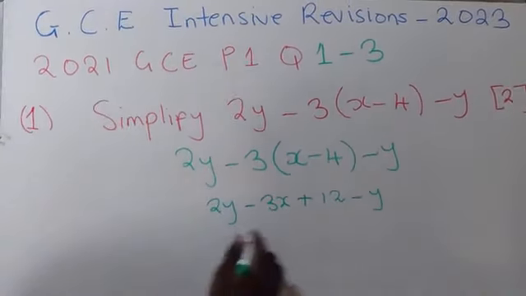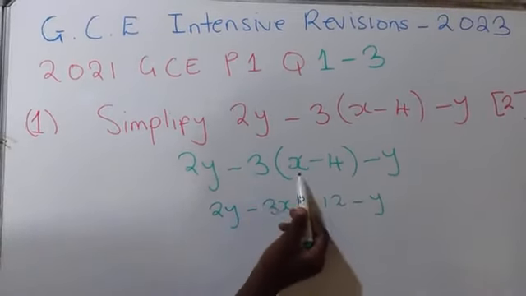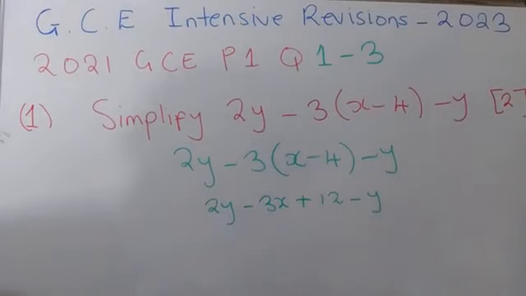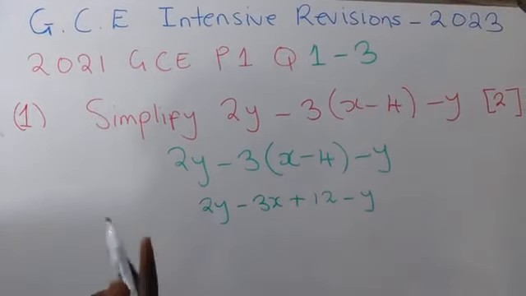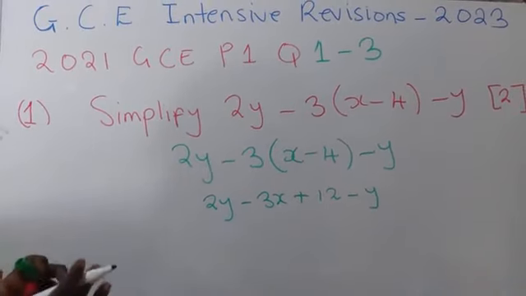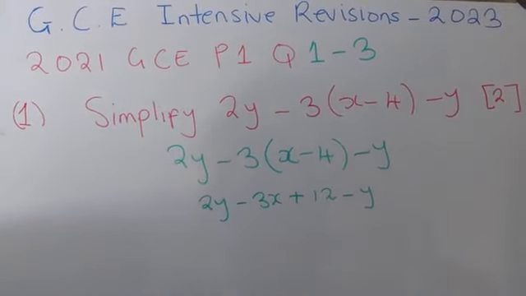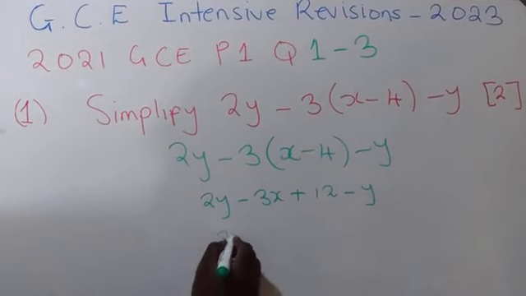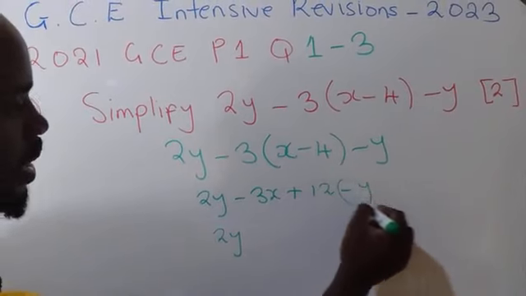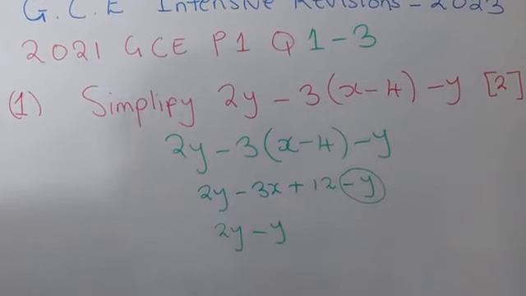From here you can see we have opened the brackets by multiplying this negative 3 with all the terms inside. So what is next now? Look at the like terms. When I say like terms, in this case we have got 2 variables or 2 letters, x and y. So look at the terms that have y and the terms that have x. In this case we have got 2y. The like term of 2y will be this negative y. So I'll just move it the way it is, minus y.